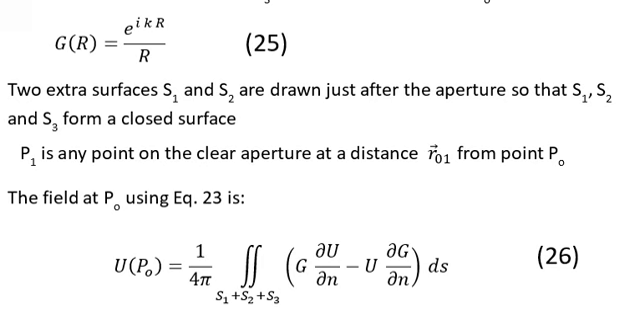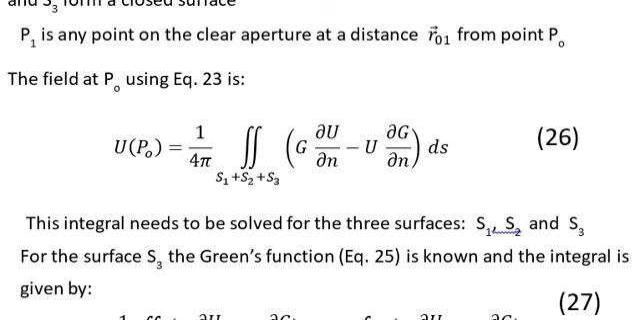Two extra surfaces S1 and S2 are drawn just after the aperture, so that S1, S2 and S3 form a closed surface. P1 is any point on the clear aperture at a distance R01 from P0. The field at P0 using equation 23 is given by. So we are using equation 23 to calculate the field at point P0.